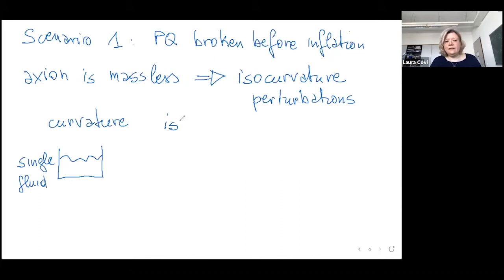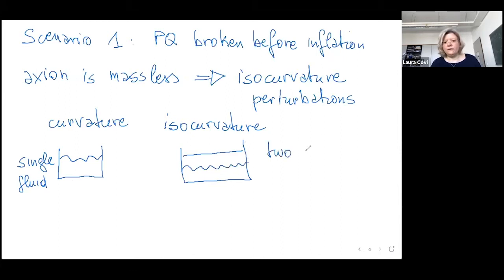Instead, the isocurvature can happen if you have two fluids. And for two fluids, you can also have the case where you do not have any curvature. So you have no fluctuation, if you want, on the surface, but you have a fluctuation on the separation between the two fluids. Or if you want, what happens in this case is that the axion fluctuation is compensated by the inflaton fluctuation and vice versa. So the total fluctuation can be zero, but the single fluids in it have a fluctuation on their own.